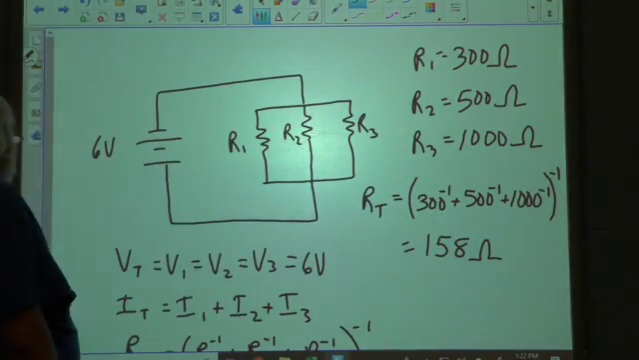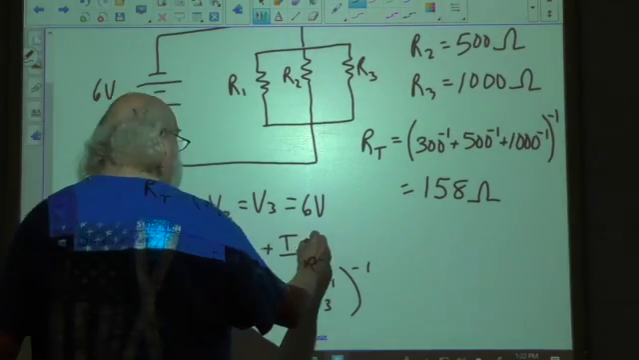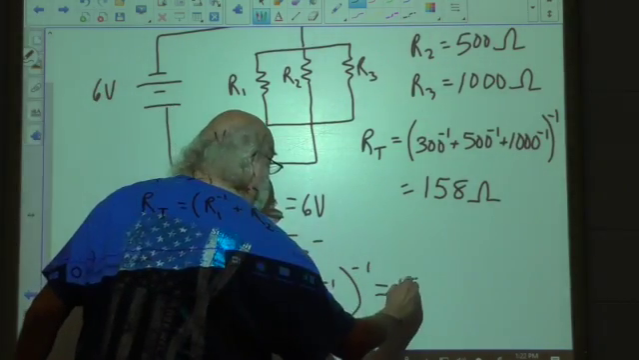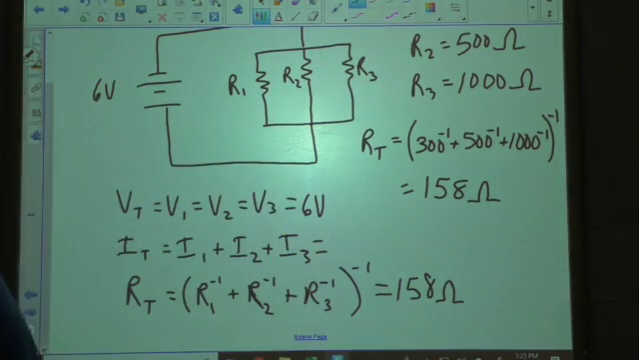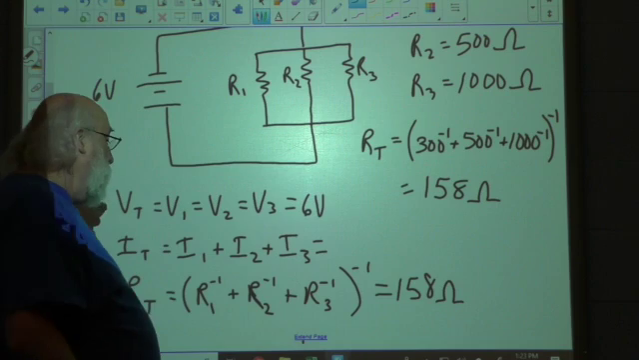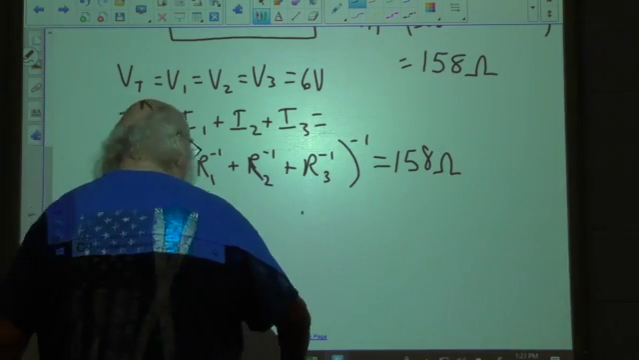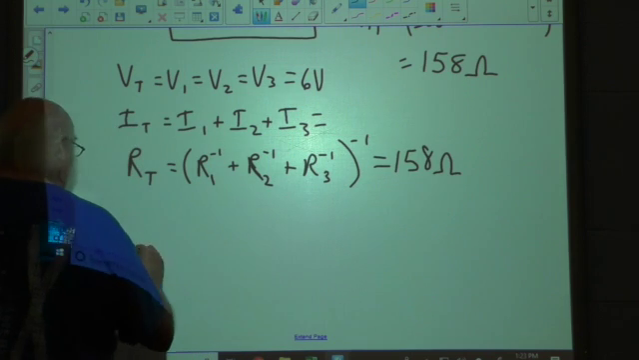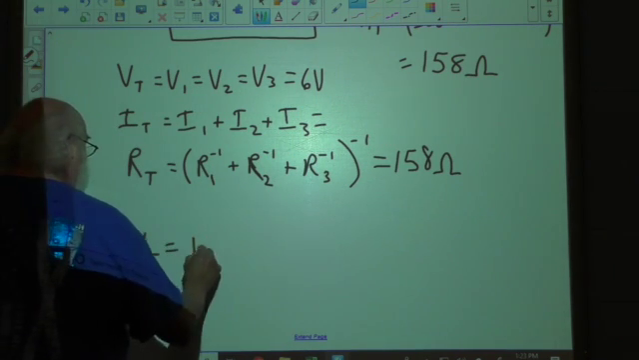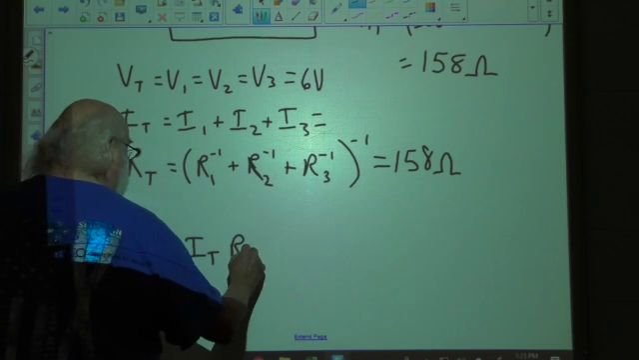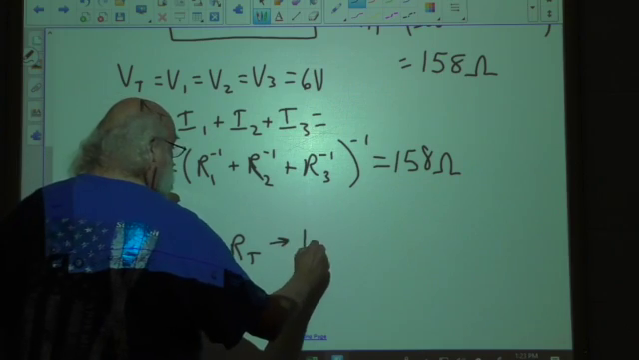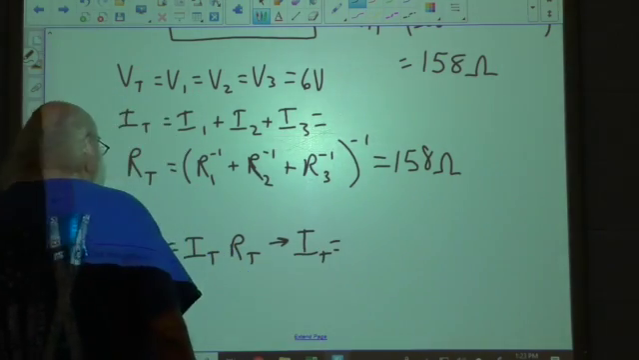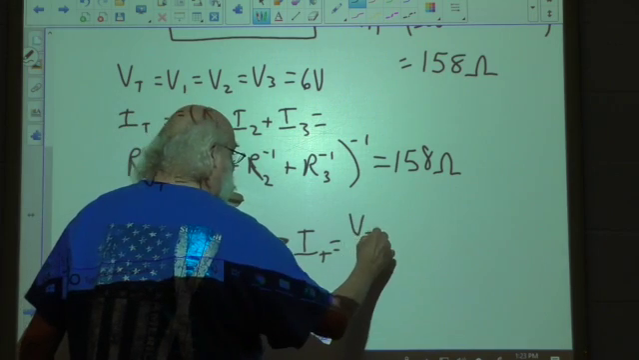Okay? So, we know that this is going to be 158 ohms. Now we need to find the total current. And for that one, we're going to use Ohm's law. So V equals IR. So V total equals I total times R total. Or, I could rewrite this since I'm trying to find current. I total equals V total over R total.